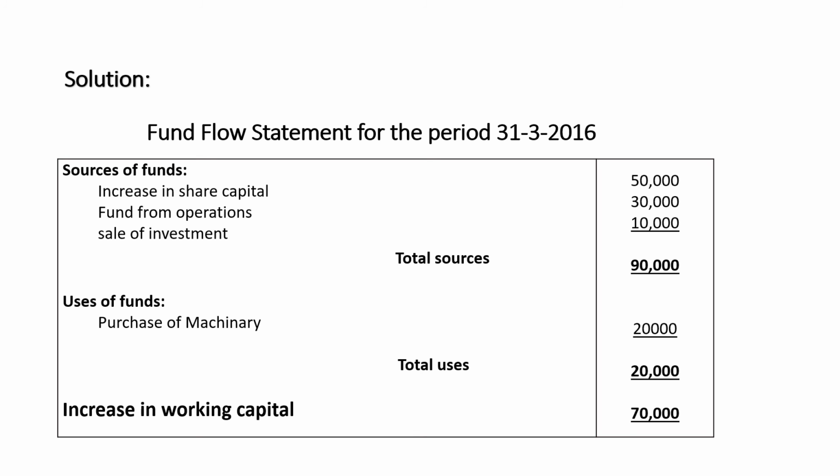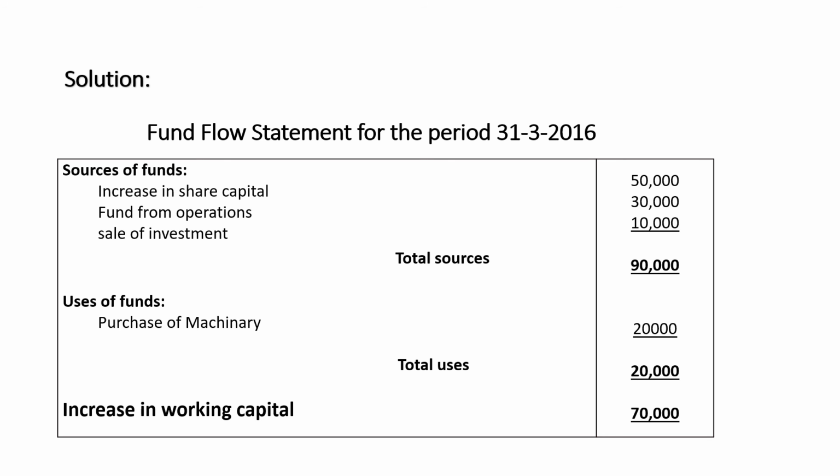The value of investment during the year 2015 is 30,000 and 2016 is 20,000. Here 10,000 value of investment reduced when compared to the previous year and it is treated as sale of investment for 10,000 rupees. The total sources of fund for the business concern during the year is 90,000.